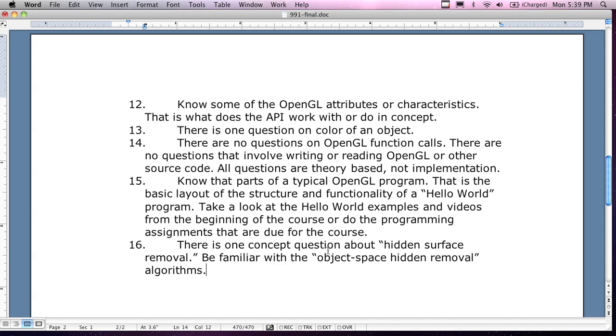Because I just read the question. The question says, for those of you who didn't hear my muttering, which of the following is not an object space hidden surface removal algorithm? So know which ones are, so you can know which ones aren't to answer the question.